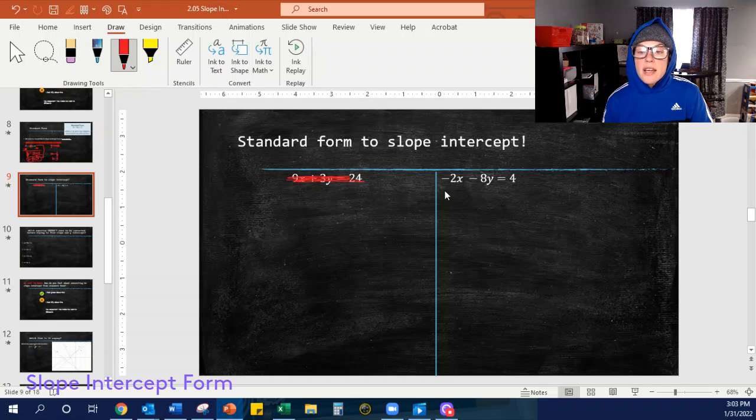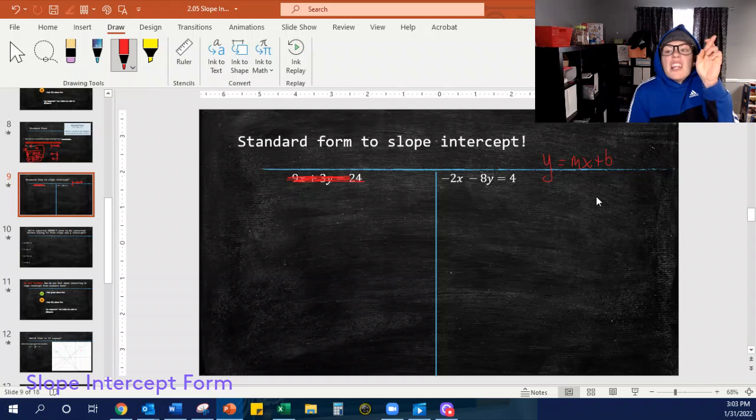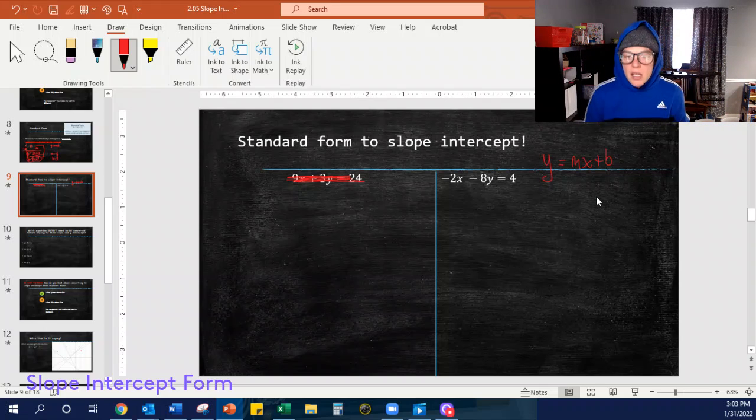I've got negative 2x minus 8y equals 4. I need to go from standard form to slope-intercept form. And I want to remind myself that slope-intercept form is y equals mx plus b. It could be minus b, it doesn't matter, it's whatever the sign is back there. We hope it's plus.